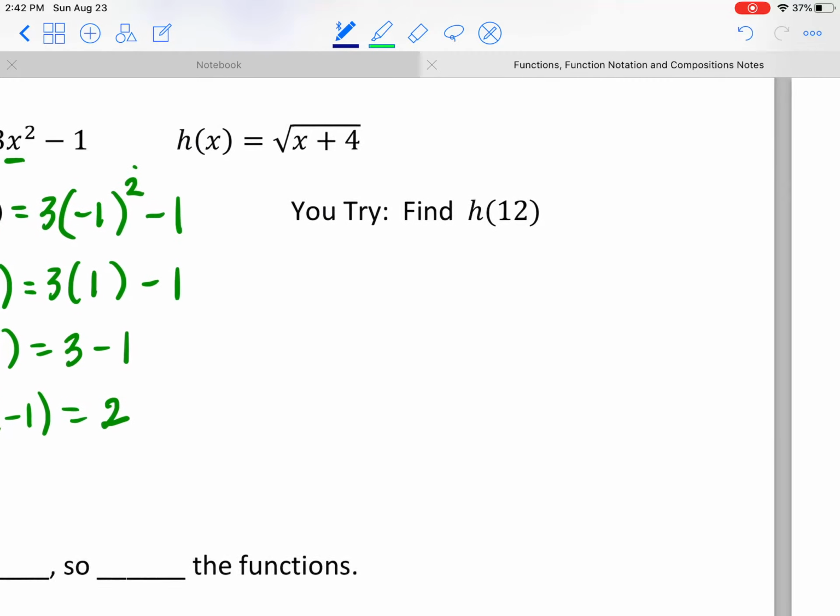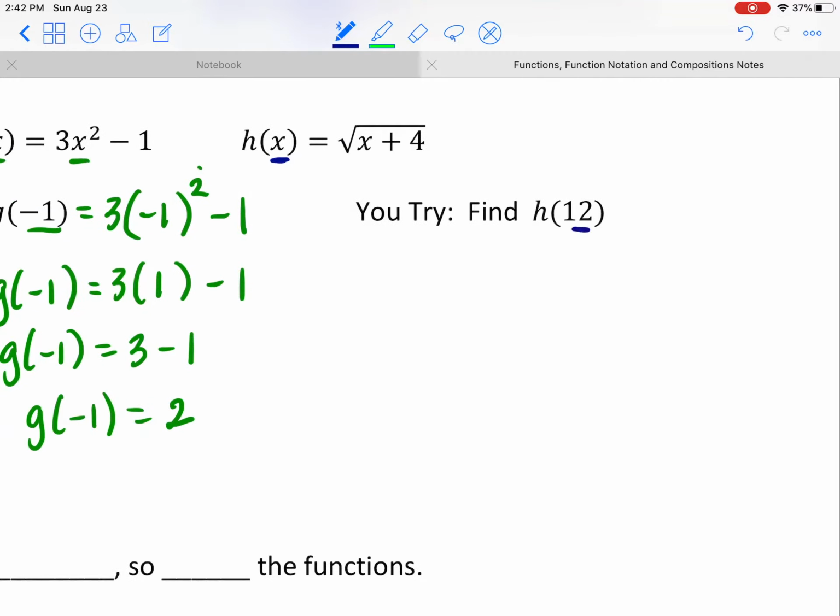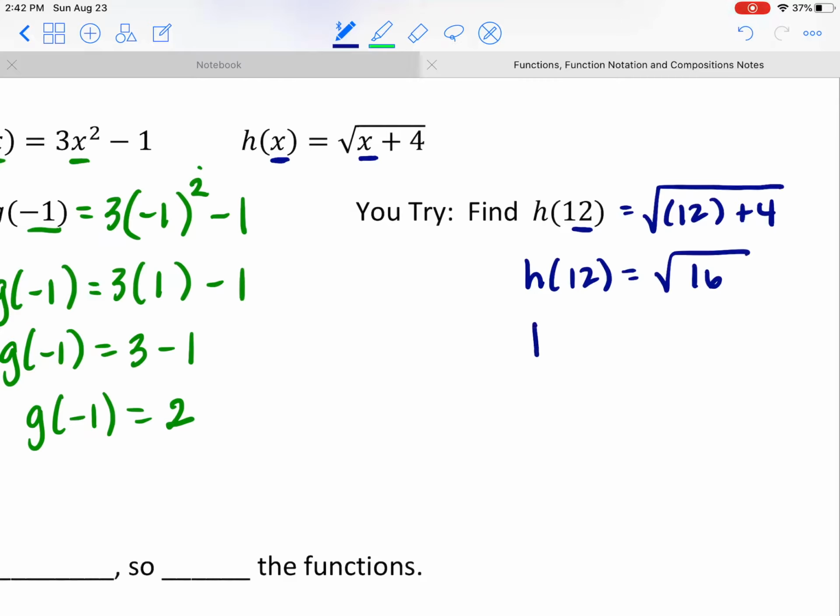So h of 12, again, instead of h of x, we're going to try to find h of 12. So we're going to replace x here with 12. So we have a square root of 12 goes in, and then we have a plus 4. Well, 12 plus 4 is going to make 16. So this is going to be the square root of 16, and the square root of 16 is 4. So h of 12 is equal to 4 is our answer, which means if we were to make a graph of h of x, there would be a point on that graph at 12 and 4. Or this input of 12 makes an output of 4. Or an x value of 12 corresponds with a y value of 4.